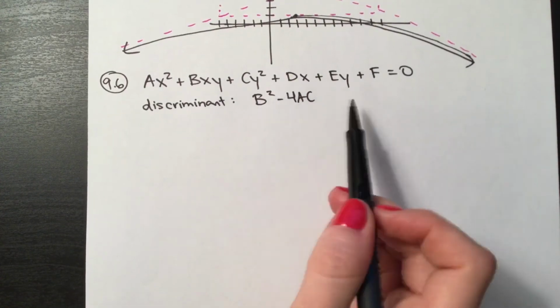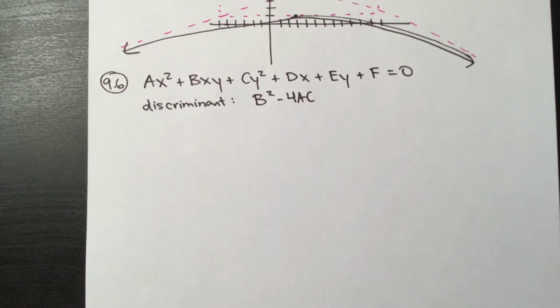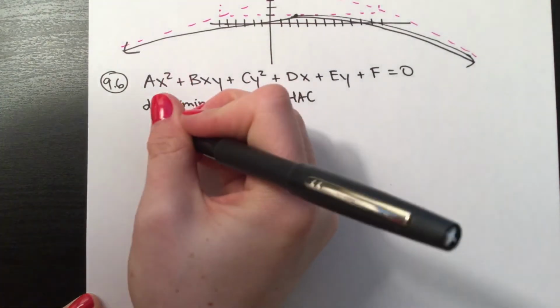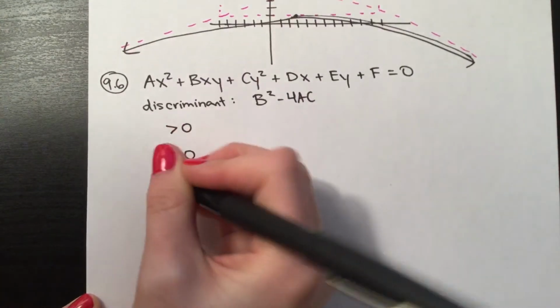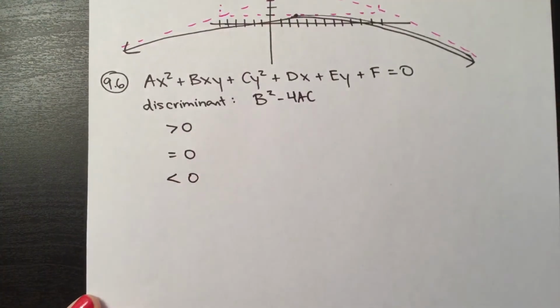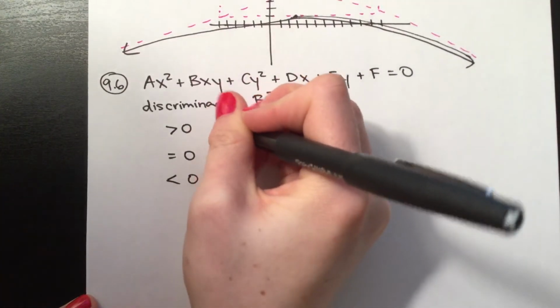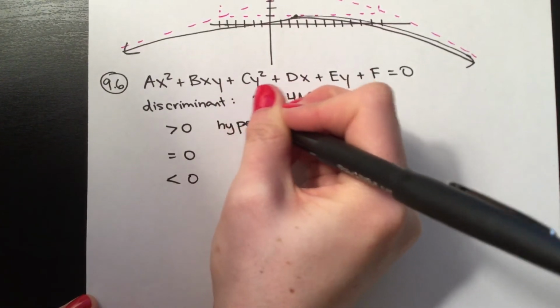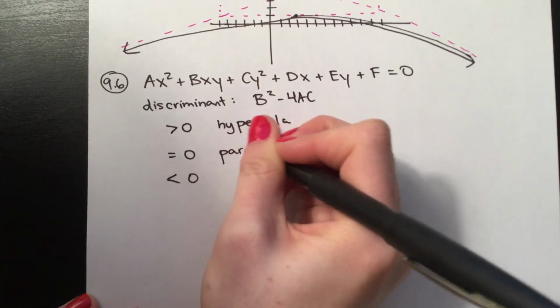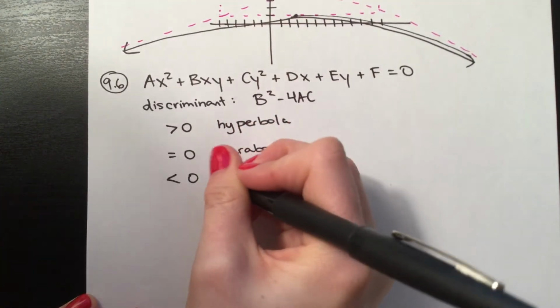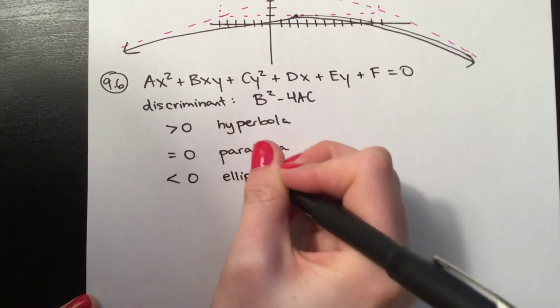So what you're going to do is you're going to calculate this, and you'll see the phrase, use the discriminant. So that number is going to come out to be one of 3 things. Either it's going to be positive, it's going to be exactly equal to 0, or it's going to be less than 0. Okay, so if it comes out greater than 0, that means it's a hyperbola. If it comes out exactly equal to 0, that means it's a parabola. And if it comes out less than 0, that means it's an ellipse.